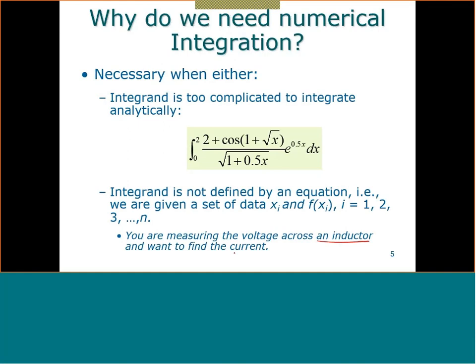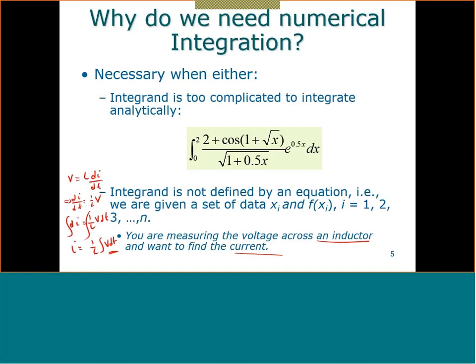As we know, here the voltage is equal to L di by dt. So from this, your di by dt would equal 1 over L V, or di would equal 1 over L V dt, or take the integration of both sides. So your I is 1 over L integration of V dt. So if you are measuring the voltage across an inductor, and you want to find the current, you will take the integration.